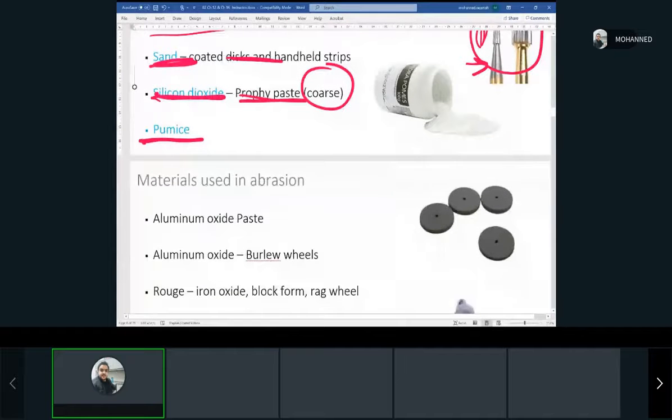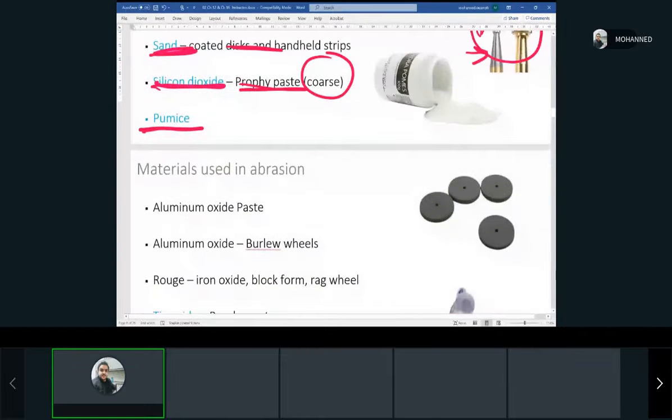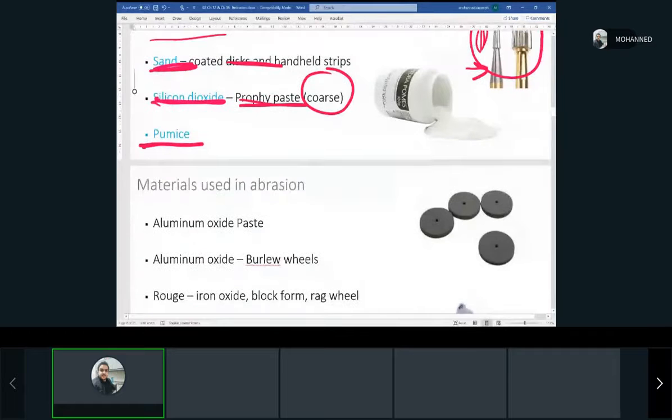I think this is pumice, if I'm not wrong. Because this is exactly how it looked, but I just don't want to say in case this is something different. Maybe I think tin oxide sometimes comes in that as well. They even mentioned that it comes with water, the tin oxide. But if I'm not wrong, this is most probably pumice. We do have it in the lab as well.